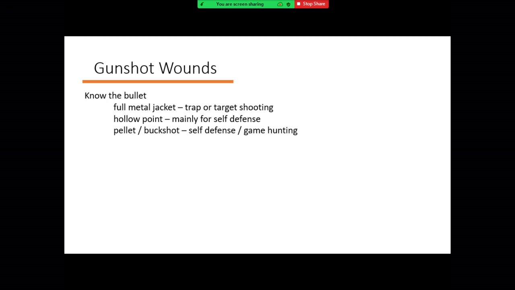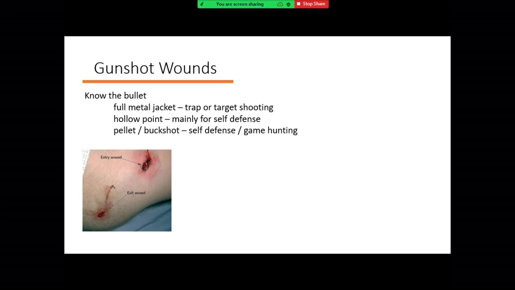Let's talk about gunshot wounds. Super important to know what bullet happened. Is it a full metal jacket, which is pretty typical of target shooting or trap shooting? Is it a hollow point? Because these are mainly for self-defense, and there's a difference and a reason why. Or is it some type of pellet or shotgun shell, which has a bunch of compacted little BBs in one shell, and those spray everywhere? Well, why is it important to know?